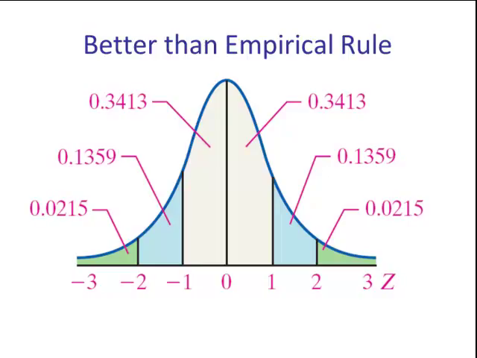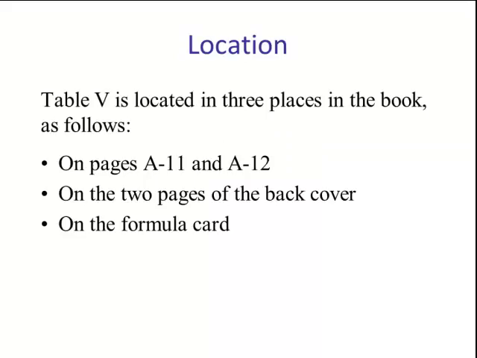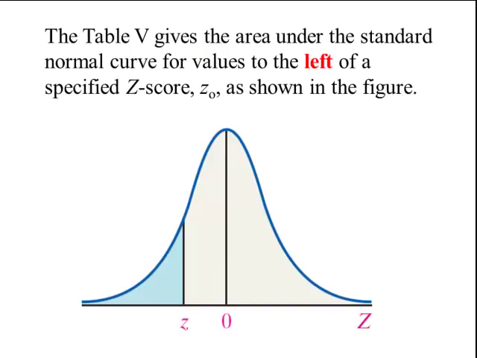Table 5. There are 3 locations for Table 5: on pages A11 and A12 in the book, on the 2 pages on the back cover, and also on the formula card. Table 5 gives the area under the standard normal curve for values to the left of the z-score, as we see in this figure. Table 5 always gives us area to the left.